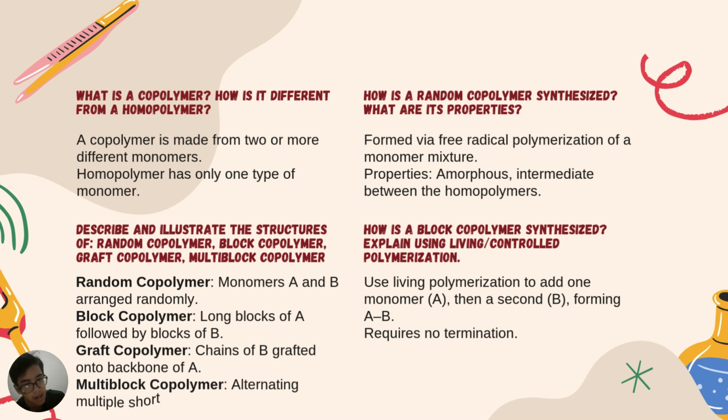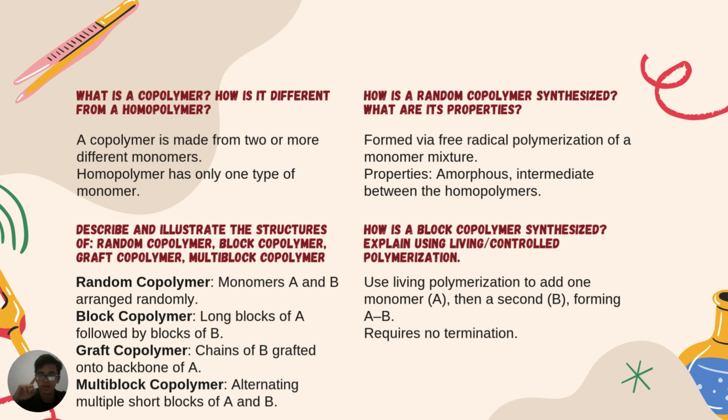So there's the random copolymers. Let's say there's monomer A and there's monomer B. They are arranged randomly, so we do not know the position of these two monomers. Meanwhile, block copolymer, where there's going to be a long block of the A polymer, followed by another block of the B polymer.